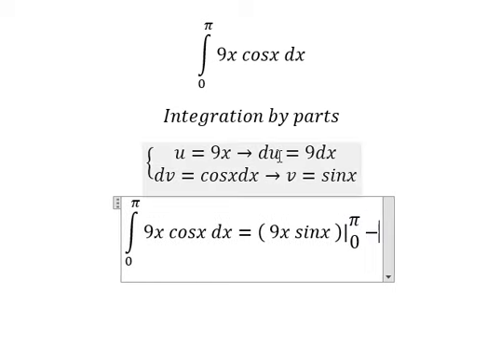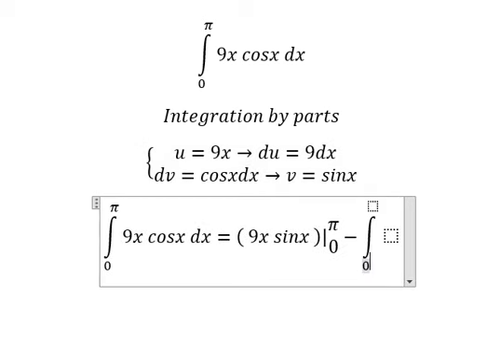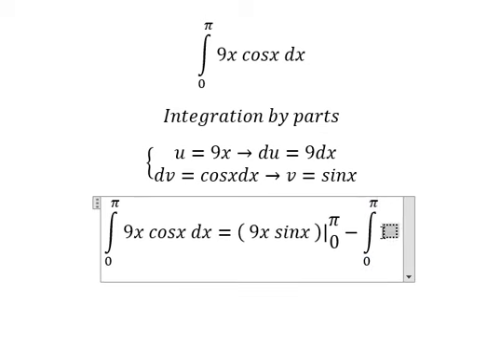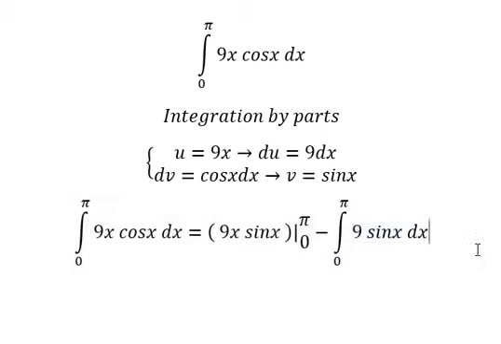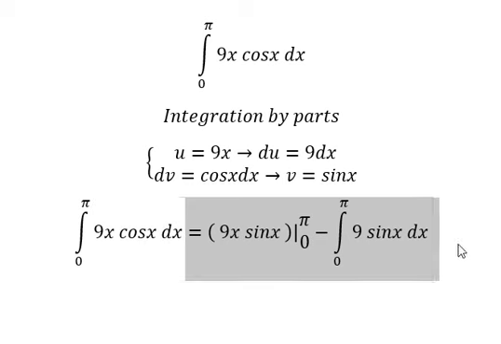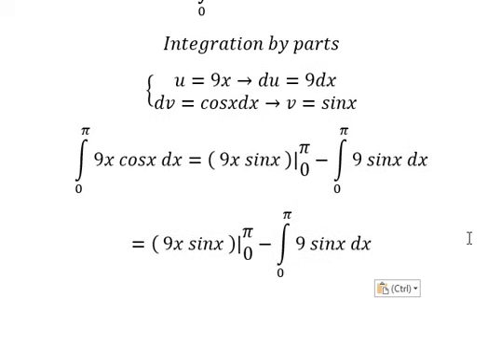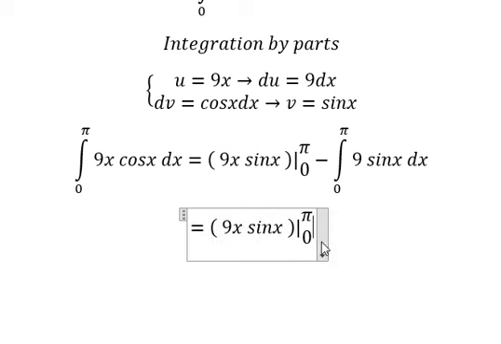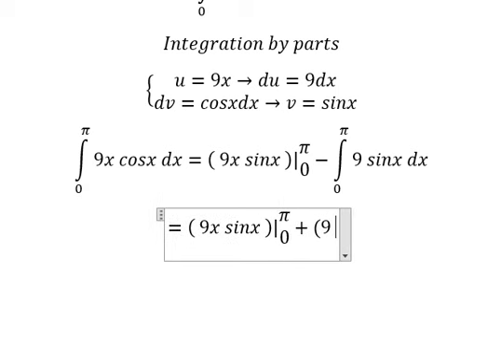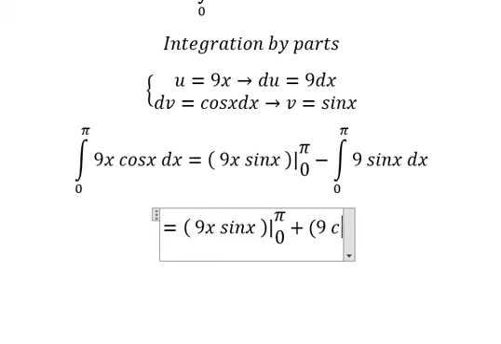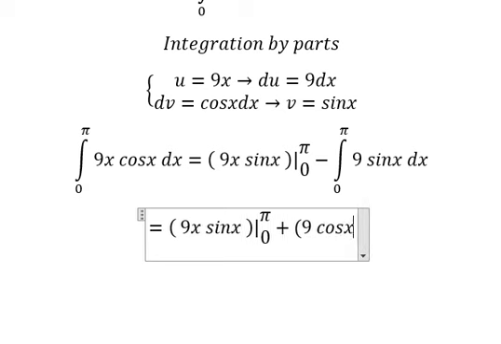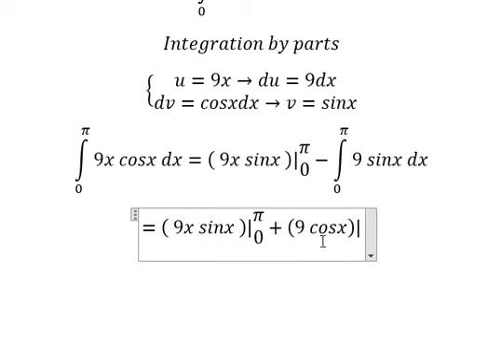Minus, we have the integration from 0 to b of v du, so we have 9 sine x dx. The integration of negative sine x gives positive 9 cosine x, and we put the bounds from 0 to b.